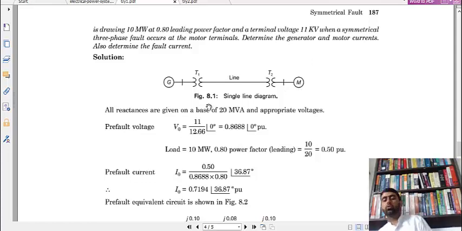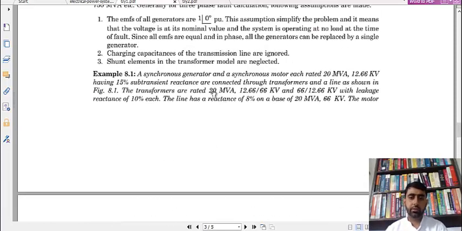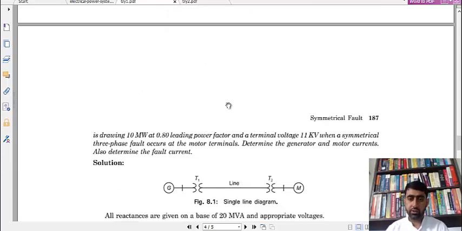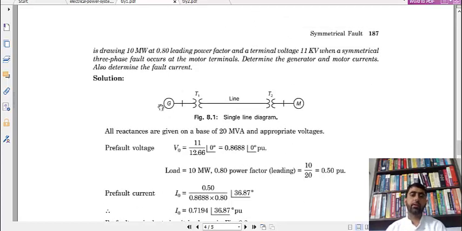So we'll first choose the base value for power and the base value for voltage. The base value for power can be taken as this 20 MVA. It becomes quite easy. You don't have to change the values of the different reactances, because all the reactances are given on the same base: 20 MVA and 12.66 kV on the generator side. So on this side it will be 20 MVA, 12.66.